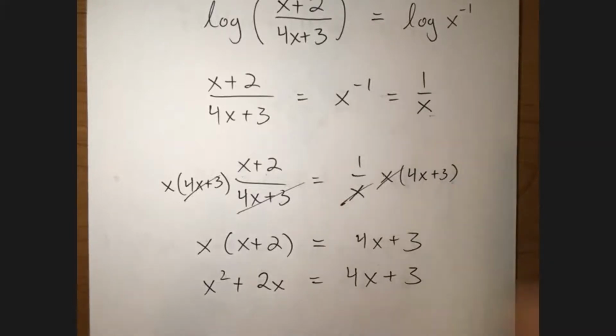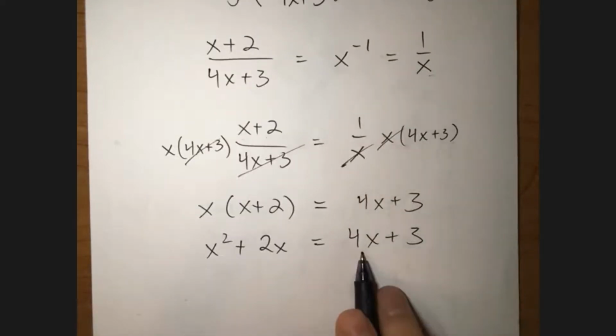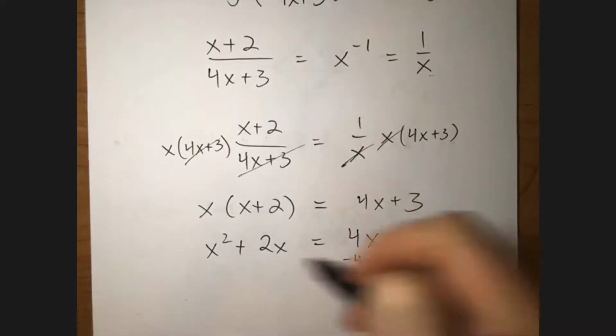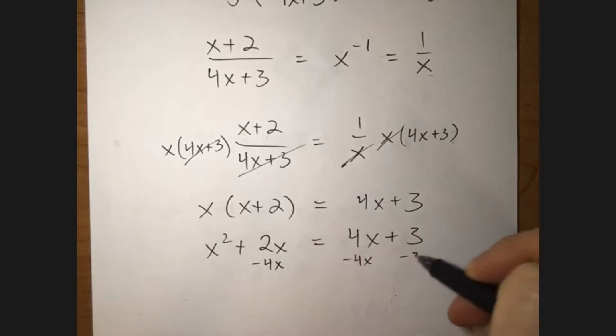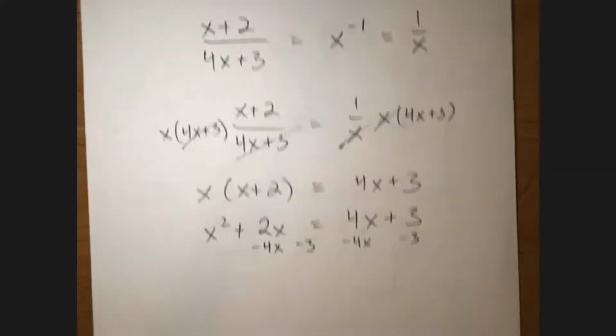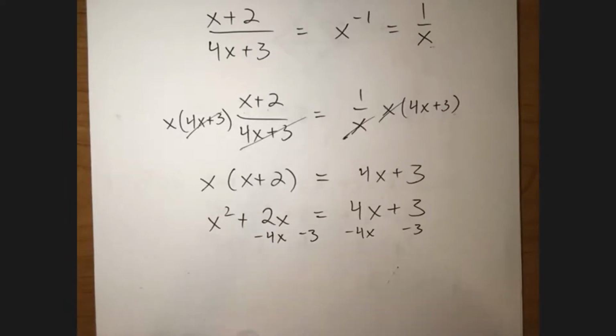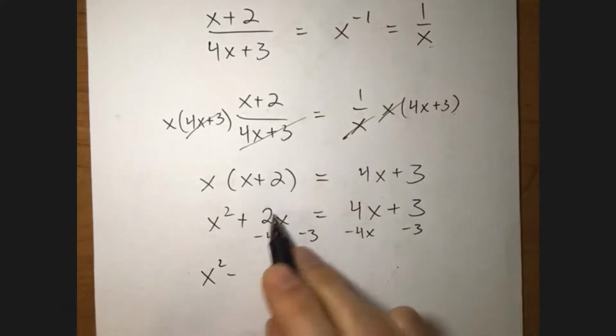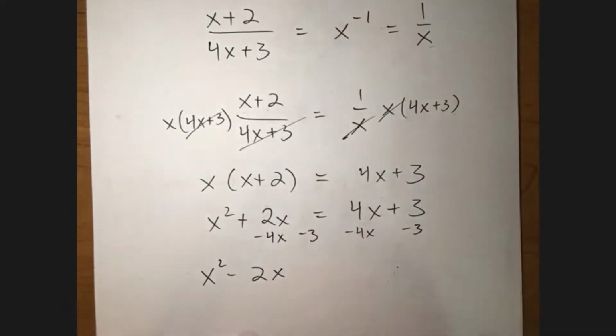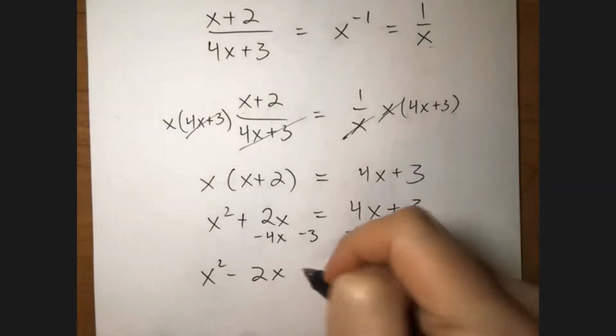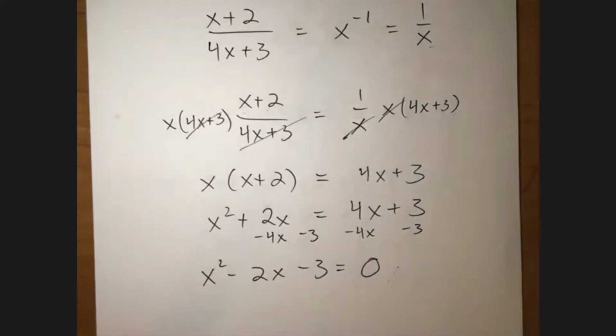Let's collect everything on the left-hand side. Maybe we can factor this. Let's see. So I'm going to subtract 4x from both sides. I'm also going to subtract 3 from both sides. All right, so x squared plus 2x minus 4x leaves me with a net minus 2x, minus 3 equals 0.